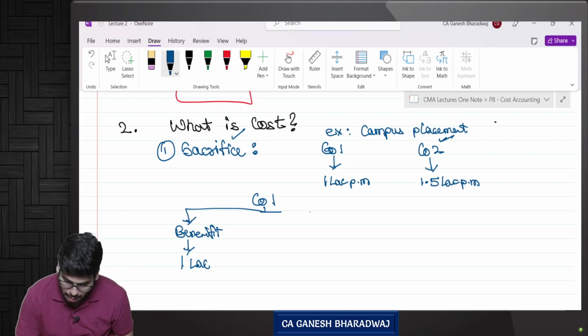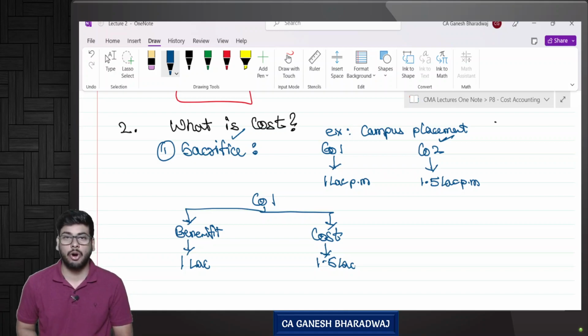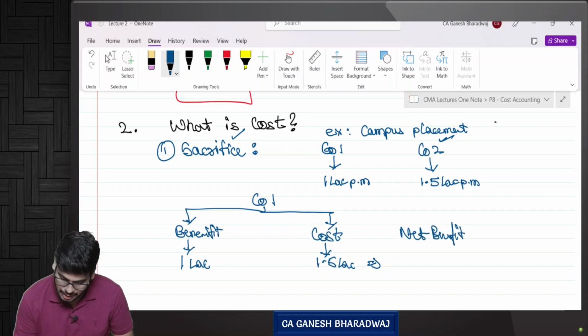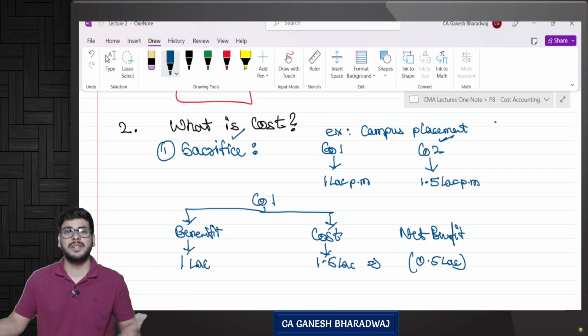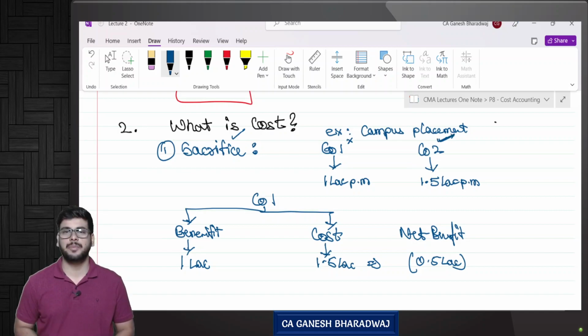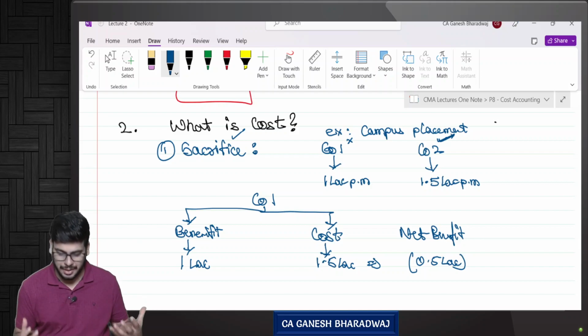1 lakh rupees. But what is the amount that you will lose? You will lose 1.5 lakh rupees. There is another opportunity that I have lost. That opportunity has a value of 1.5. So here in this case, the net benefit is minus 0.5 lakhs, and since the net benefit is negative, you didn't go for company 1, you preferred company 2. Or in other words, you have done something called a cost benefit analysis.